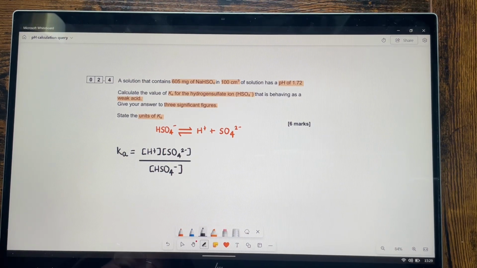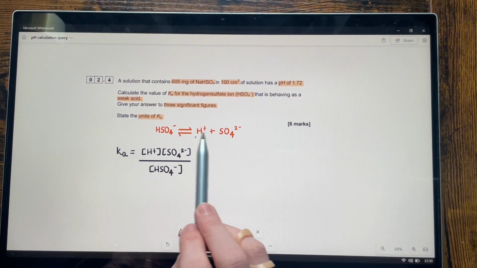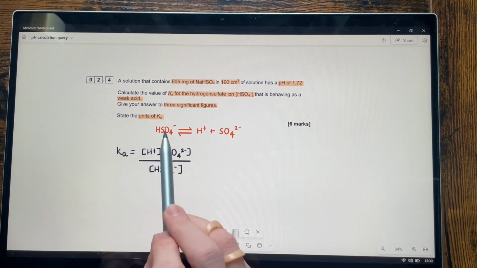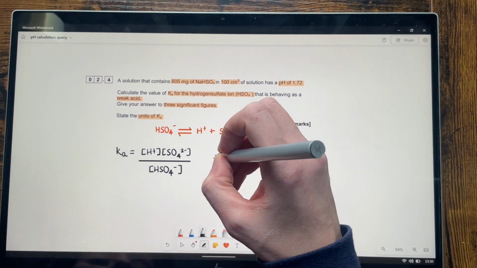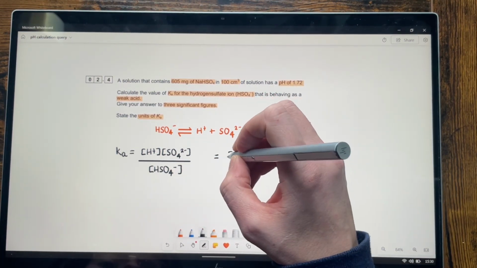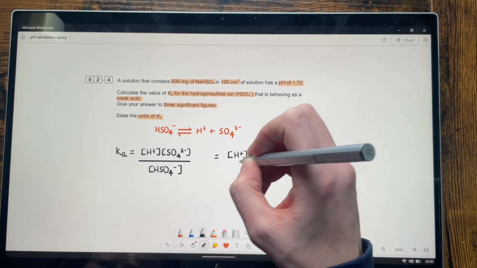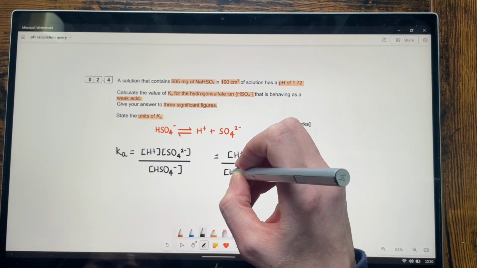But for weak acid calculations, we can say that because we make the H+ and SO4 2- ions in this example in a 1-to-1 ratio for every HSO4- that dissociates, we can then simplify that to say that Ka is equal to H+ squared divided by HSO4-.